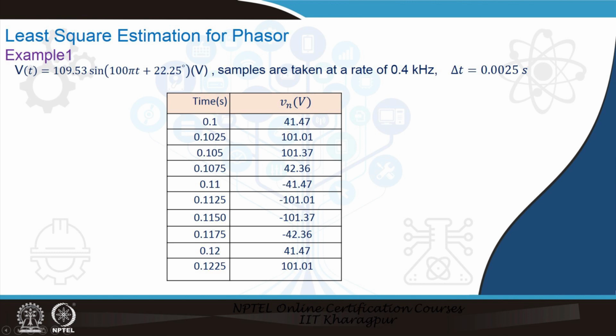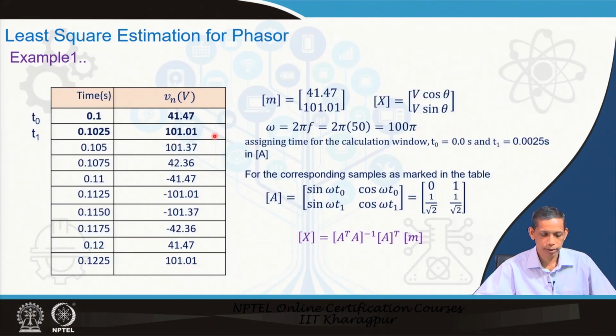So, this leads to the data sets being available, and now we will apply the data set for the phasor estimation technique that we will learn. As I already pointed out, we have two unknowns in this case, V cos theta and V sin theta, which we have already formulated. For simplicity, let us consider the minimum of two samples that we require. These two samples are T0 and T1, which corresponds to 0.0025 second at the next sample. So, 41.47 and 101.01 are the sample values V0 and V1.